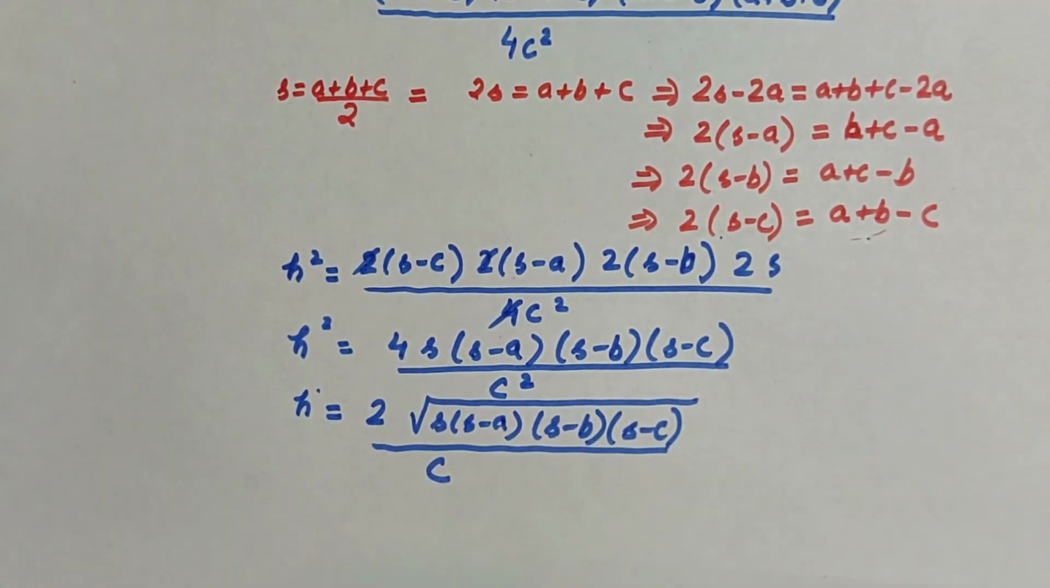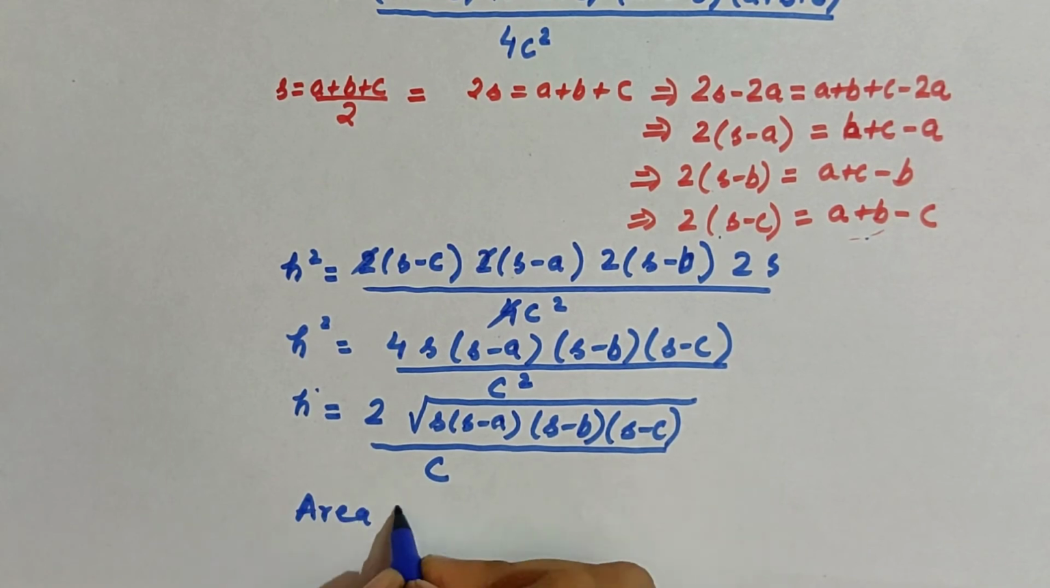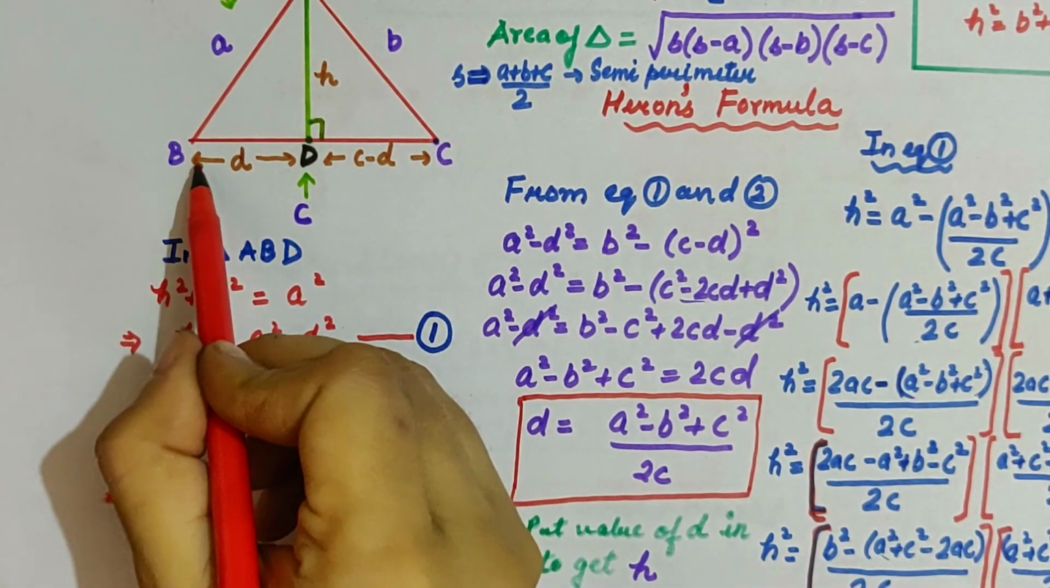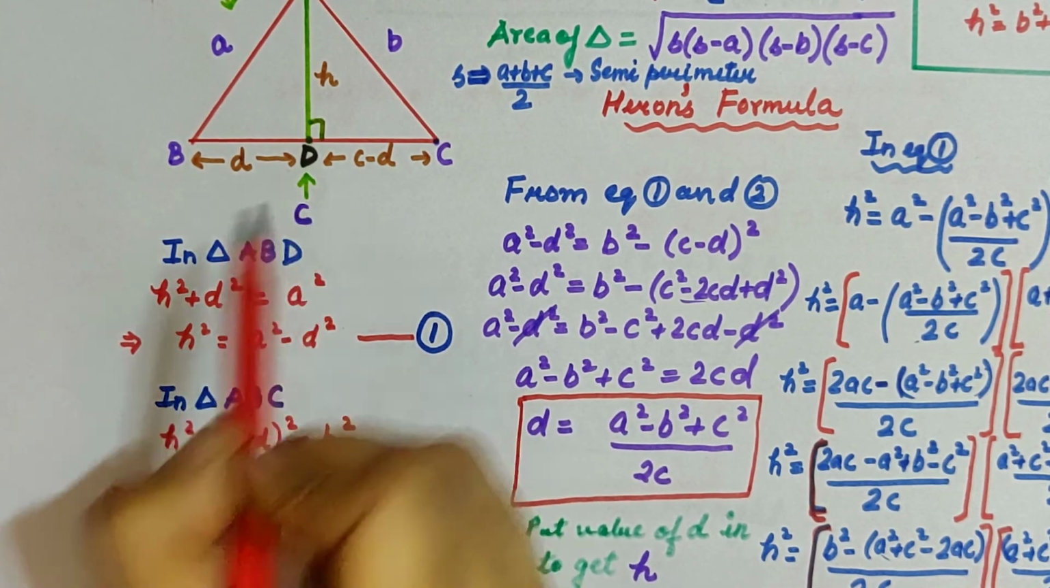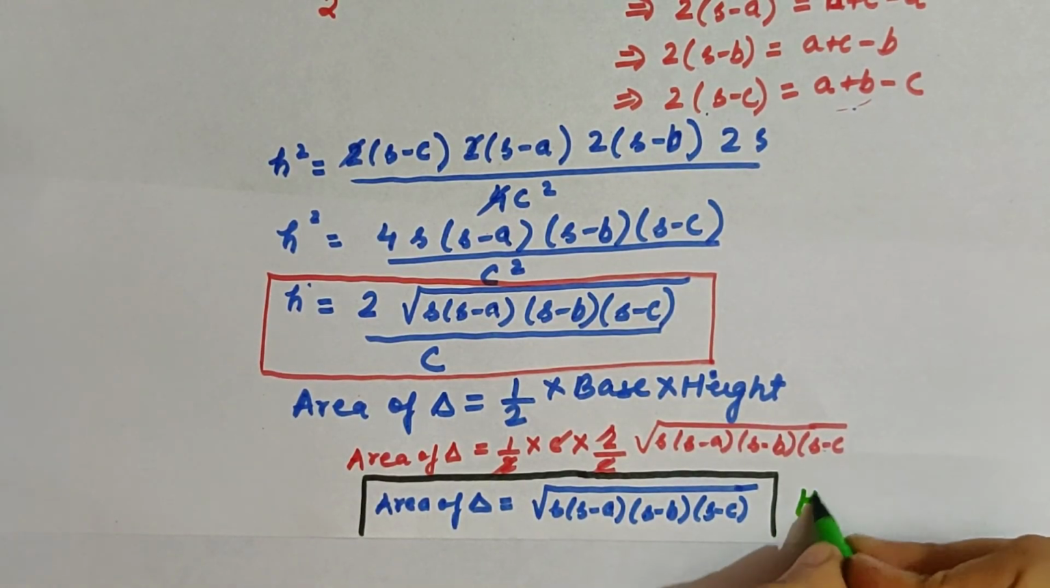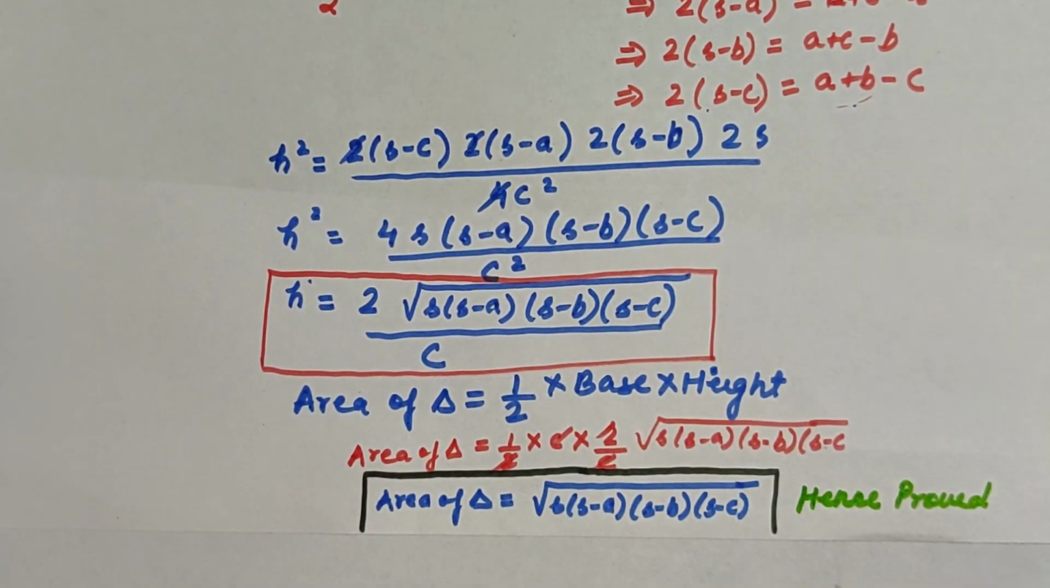So we know that the area of the triangle is given by, so from here height is this and base is BC. The total length is c. And this will be cancelled. So we can rewrite it as, so here we derive Heron's formula, and I hope that this is clear now.